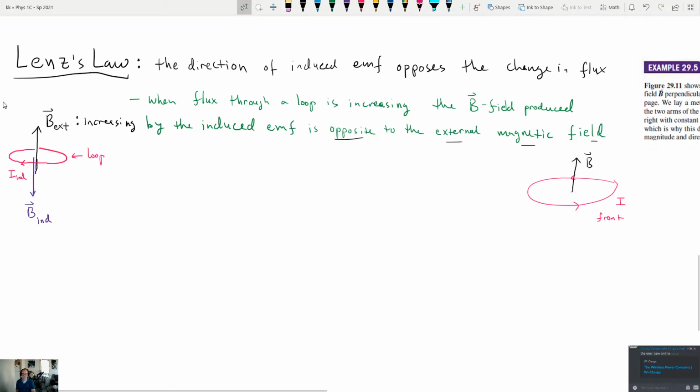In fact, I'm not going to do it. I was going to use the same picture. So let's do the decreasing case, okay? The decreasing case is, okay, external magnetic field points this way. I put a loop around it. There's my loop. And now I tell you that the external magnetic field is decreasing in time.